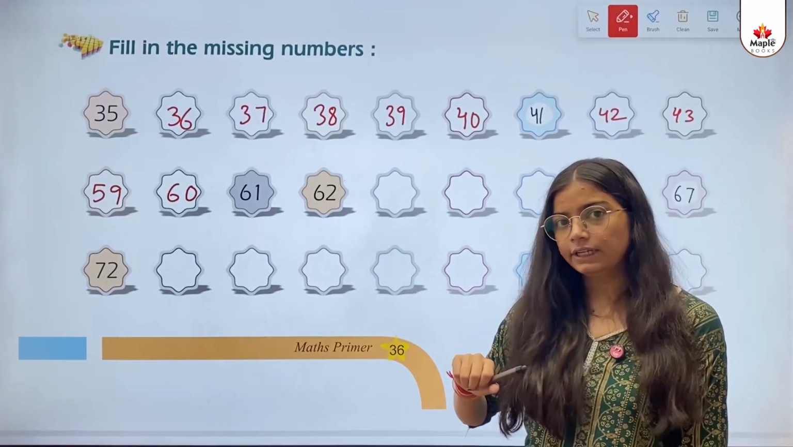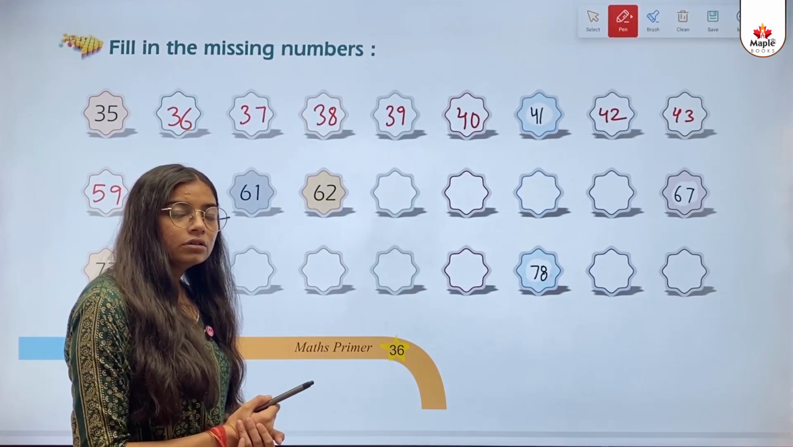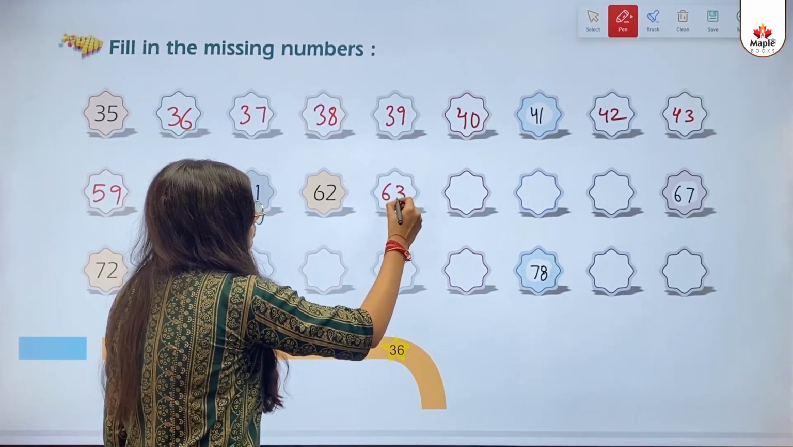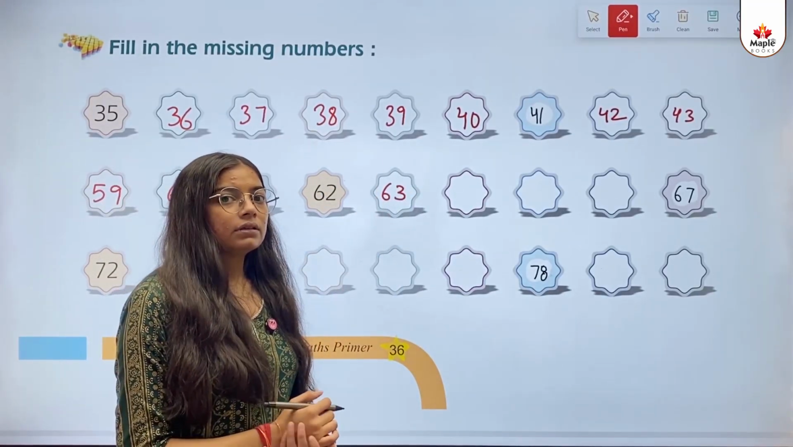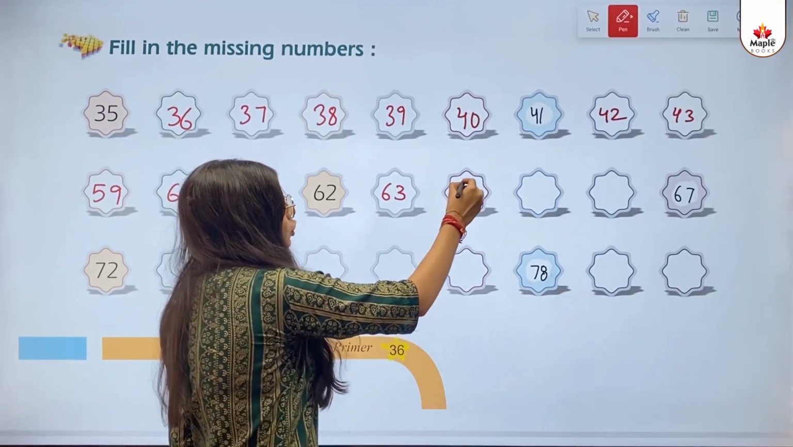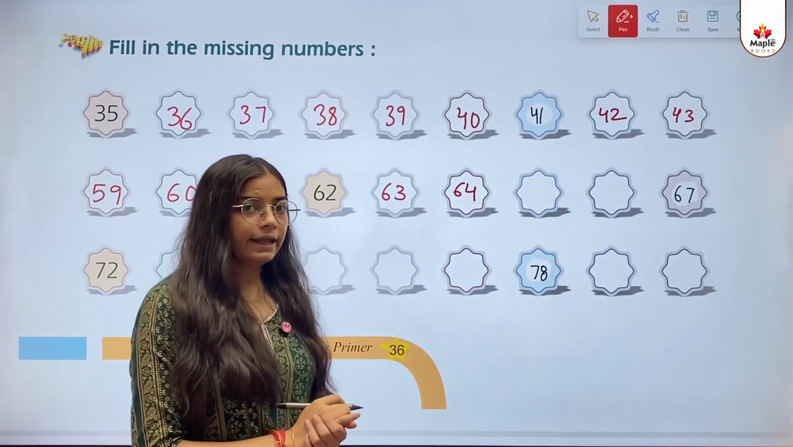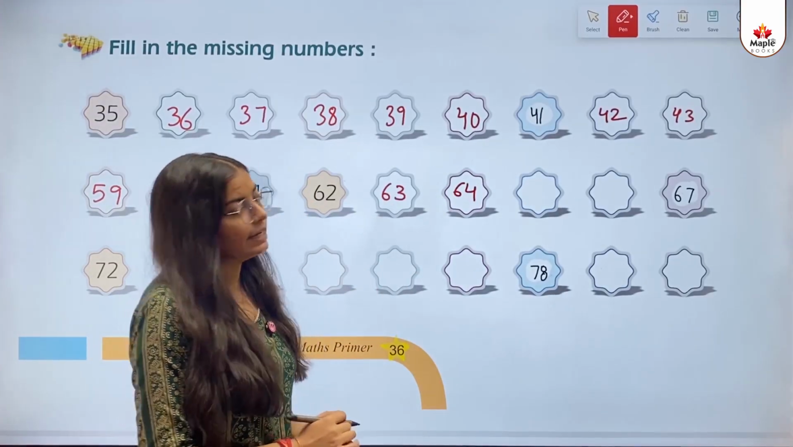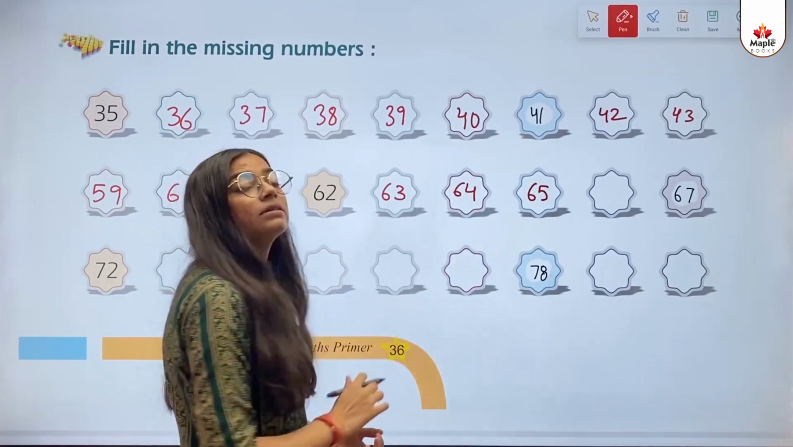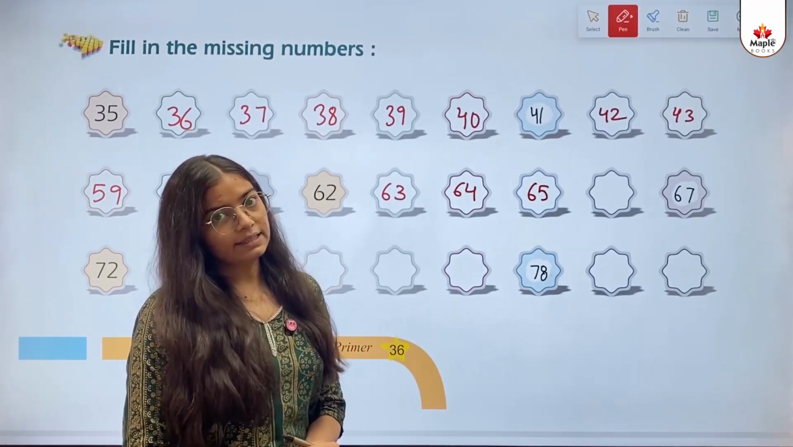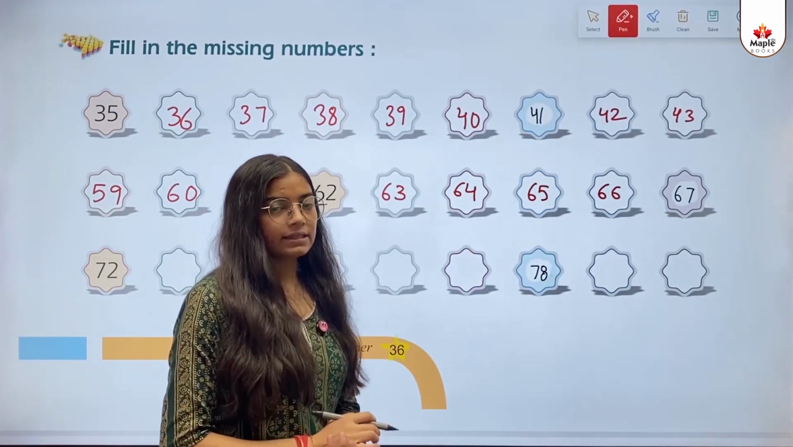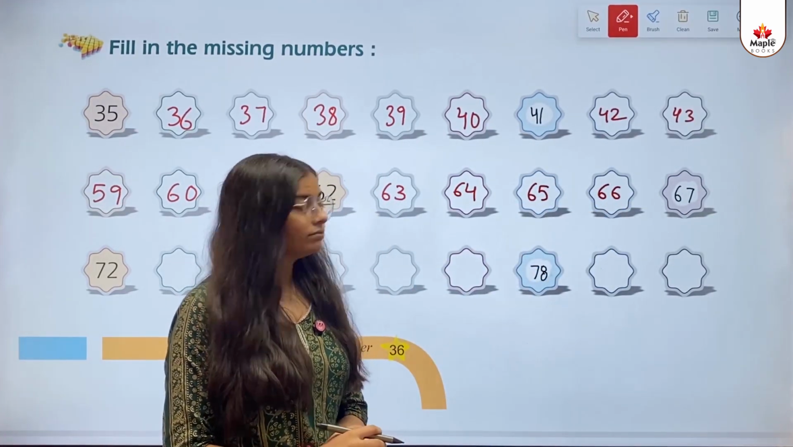62. What comes after 62? 63. Then what comes after 63? 64. Then 65. Then 66. Then the last one given is 67.